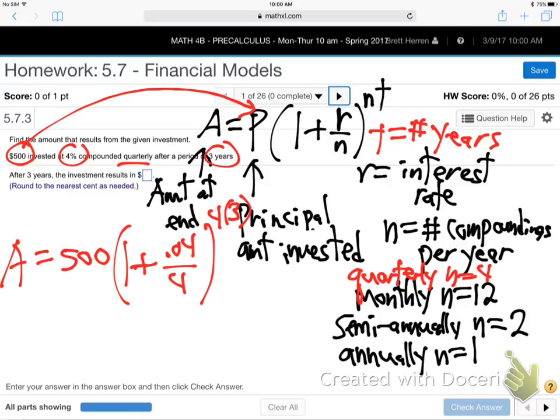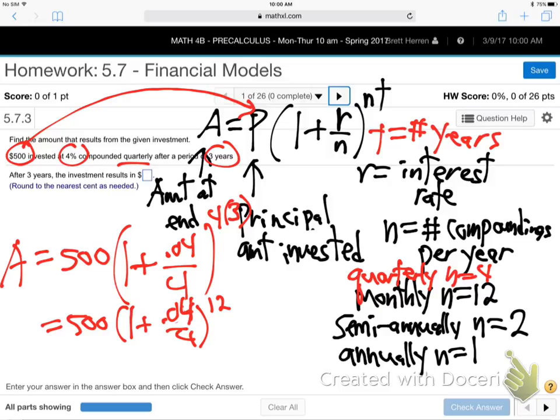500 parentheses, 1 plus 0.04 over 4 to the power 4 times 3. We good? So hit the buttons on your calculator. 500, 1 plus, I think it's 0.01 to the 12. Whatever, you don't even need to figure out intermediate stuff. Just hit the buttons. Make that power a 12, though. That'll be easy. And then hit the button.